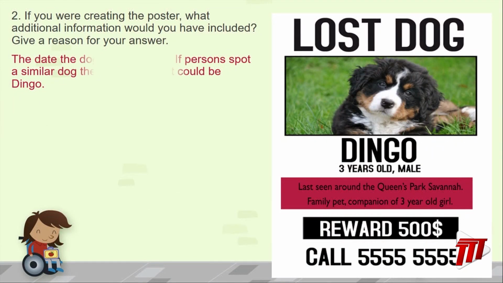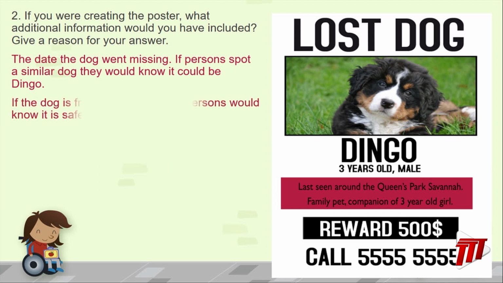Well, the date the dog went missing would be useful. So if persons spot a similar dog, they would know that it could be Dingo. Whether the dog is friendly or not, so that persons would know that it is safe to approach the dog. That's something very important that you should include in the poster. No one wants to go looking for a ferocious dog.